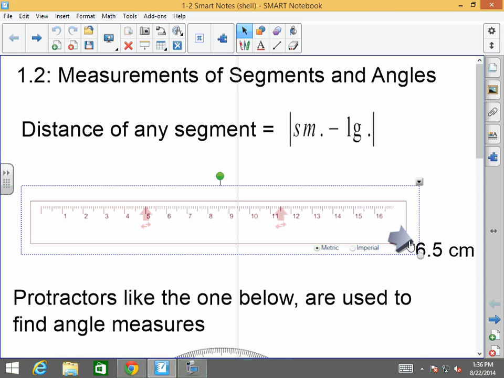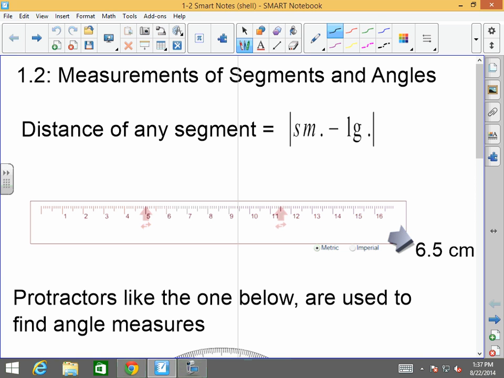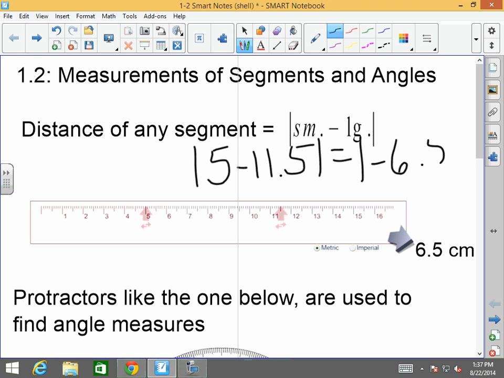If you wanted to prove that using a little formula, it'd be very simple. You would take the small value, which is 5, minus the 11.5. That gives you the absolute value of negative 6.5, which is 6.5. I know it's pretty rudimentary, pretty simple. When we're talking about large distances, this little tiny formula really helps out a lot.